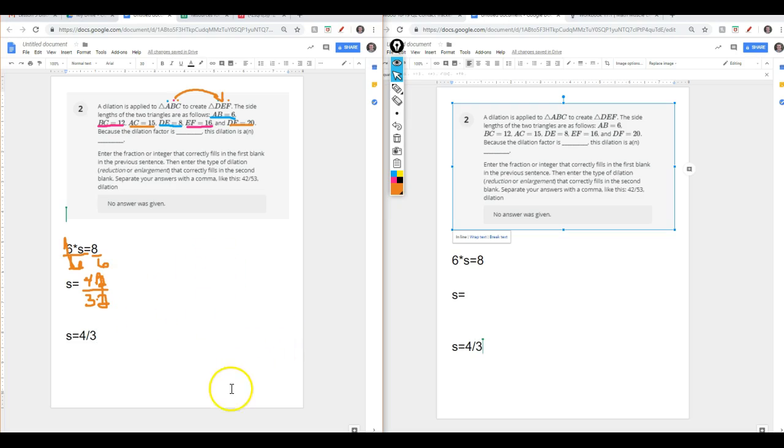So since this 4/3 is greater than 1, how I know that is because 3/3 is 1 and we have 4/3, since it's greater than 1, it's an enlargement. So this is how I'd enter the answer: 4 divided by 3, comma, space, enlargement. And that's how we would answer this question.